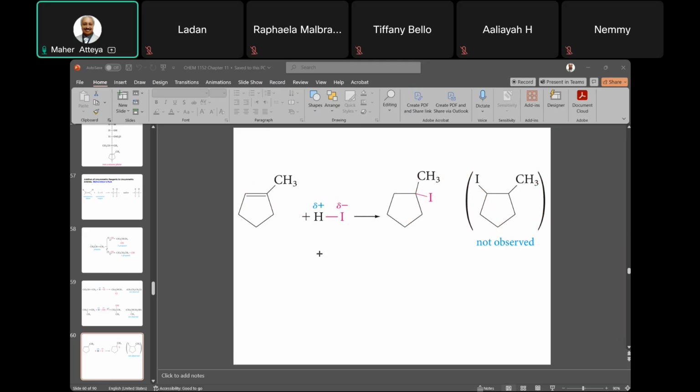Tertiary carbocation, they have 3 carbons, 3 substituents connected to the carbon, and the secondary has 2 substituents connected to the carbon, and the primary, 1 substituent connected to the carbon. So tertiary is, by all means, more stable.